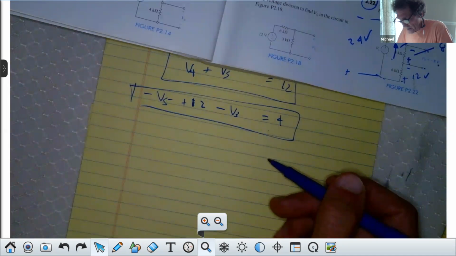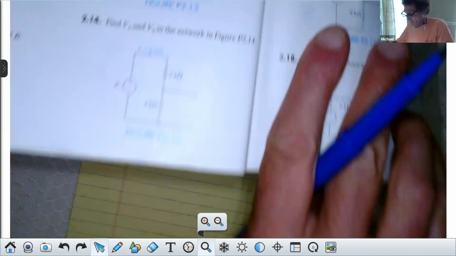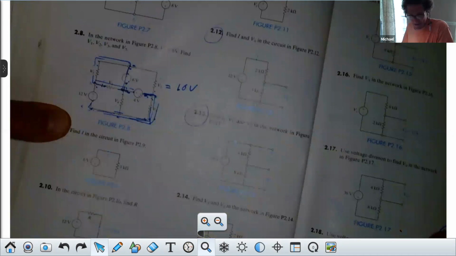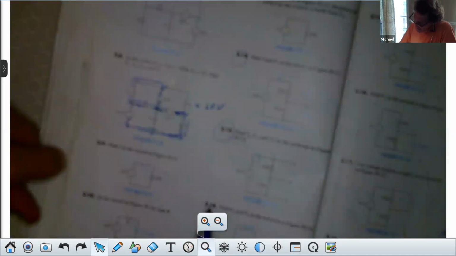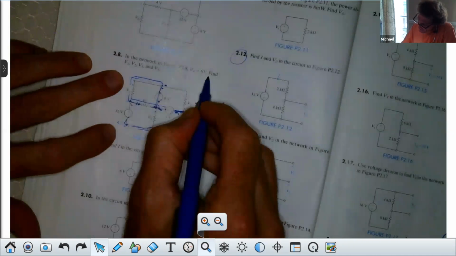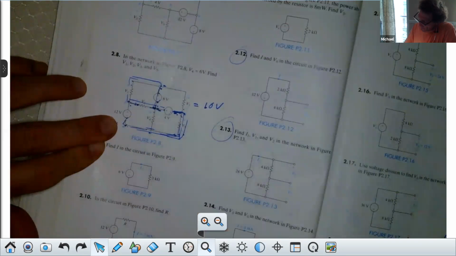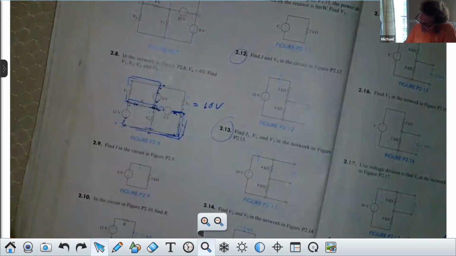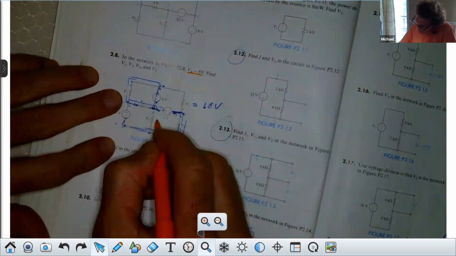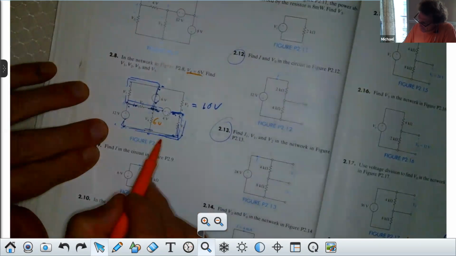Wait a second, he gives us V4. I'm sorry, but I made this harder than it needed to be. I just noticed that. Take a look at this. He says V4 is 6 volts, right? All right, now it's game over. Sorry, I didn't see that. I thought we were going to have a system of equations. He gives this as 6 volts.